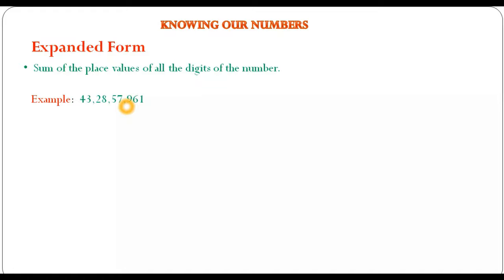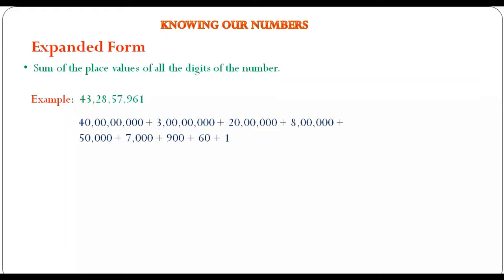So for expanding, you must know their place values. Let's start with this 4 and see what its place value is. You have to start from the extreme right. This is at 1's place, 6 is at 10's place, 9 is at 100's place, 7 is at 1000's place, 5 is at 10,000's place, 8 is at lakhs place, 2 is at 10 lakhs place, 3 is at crores place, and 4 is at 10 crores place.